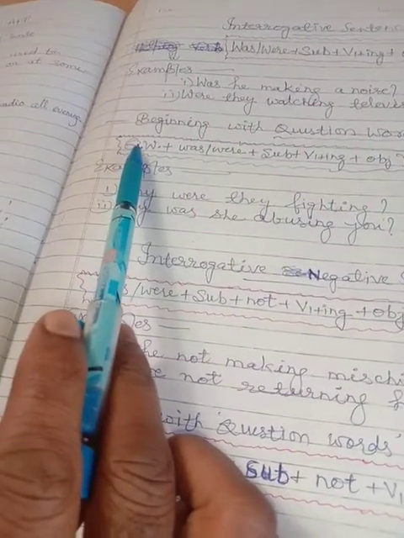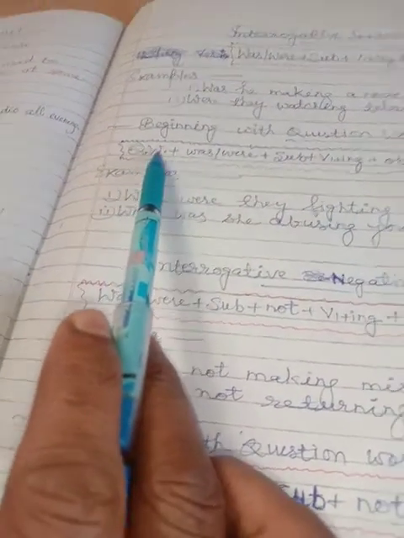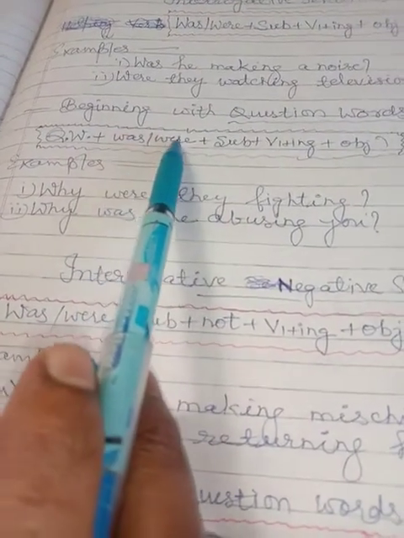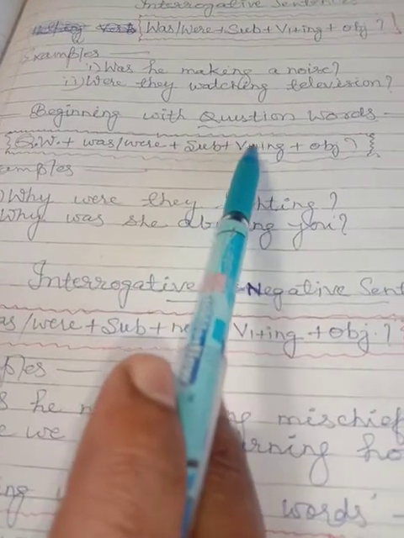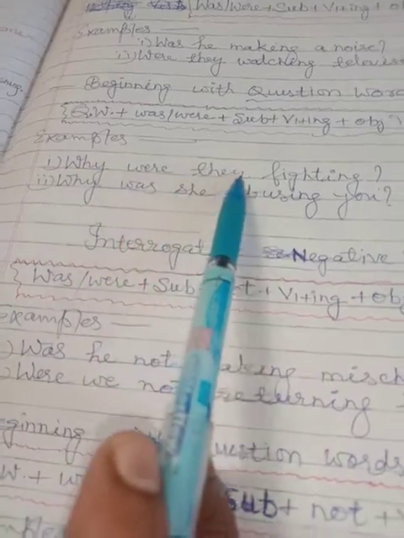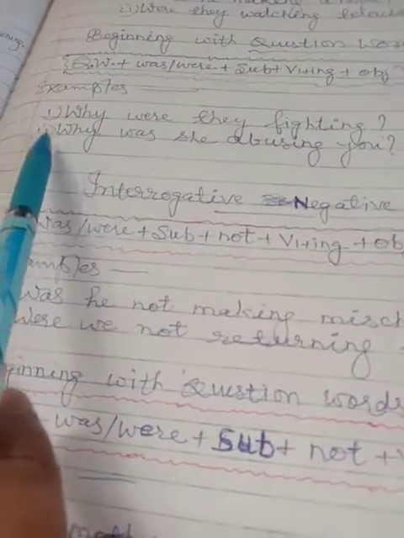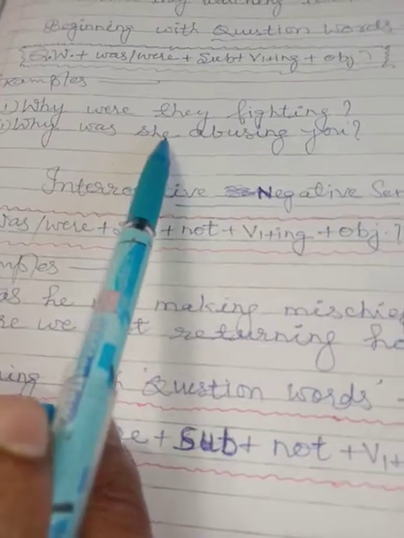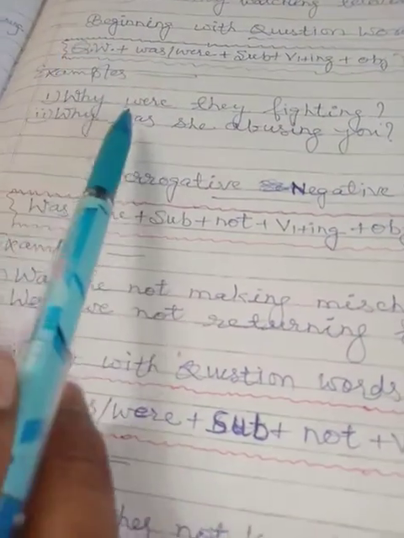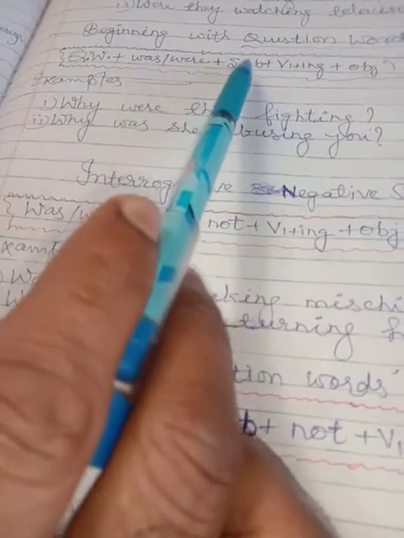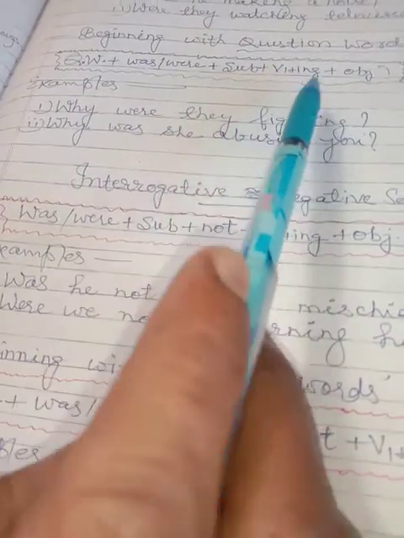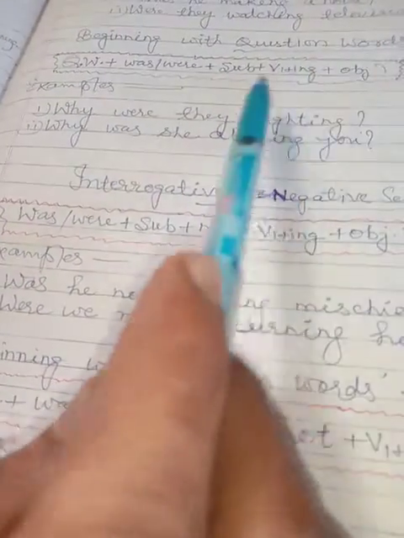So structure of making sentence: first use question word, QW means question word, then helping verb was or were according to the subject, then first form of the verb plus ing, after that object, then question mark. For example, why were they fighting? Second sentence, why was she abusing you? So in this sentence, why is used as question word, was is used as helping verb, and as a subject she is used, and abusing is first form of the verb plus ing, and you is object here.